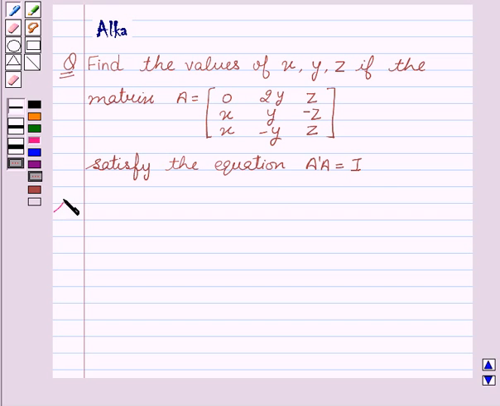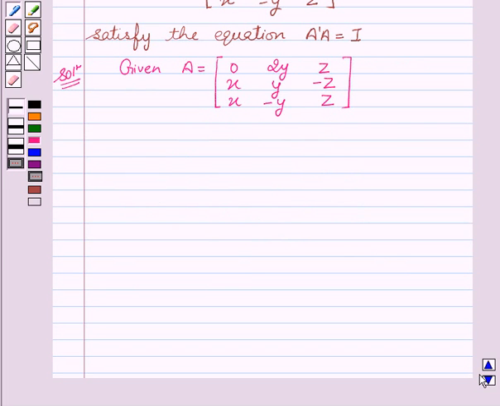Now, let's start with the solution. We are given A equal to the matrix [0, 2y, z; x, y, -z; x, -y, z]. Since we are required to form the transpose of A, A transpose equals [0, x, x; 2y, y, -y; z, -z, z].